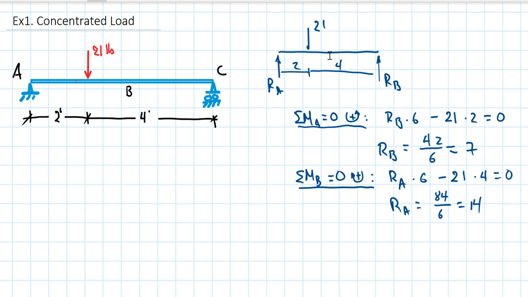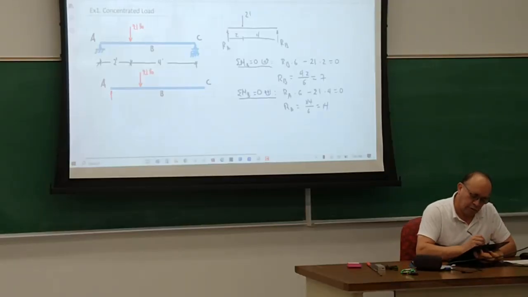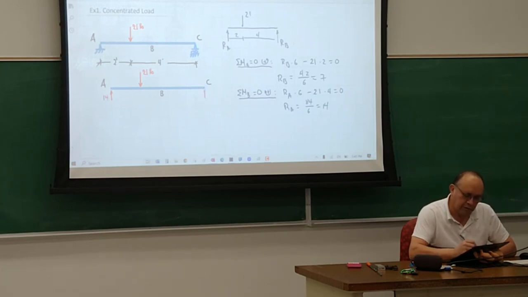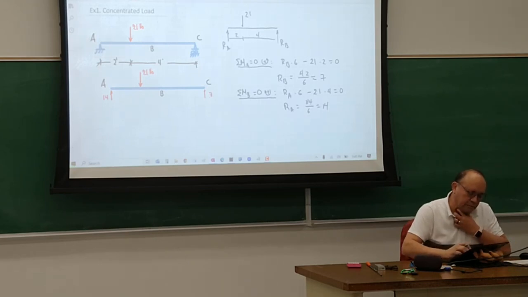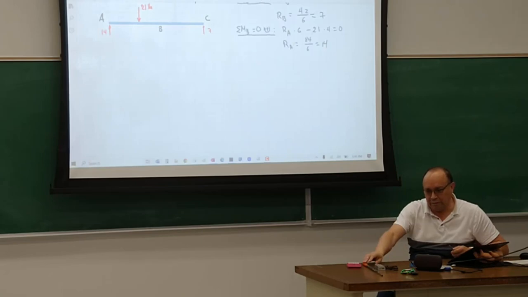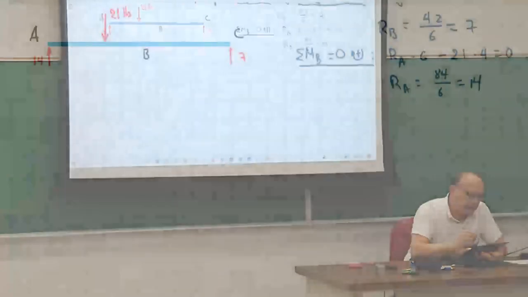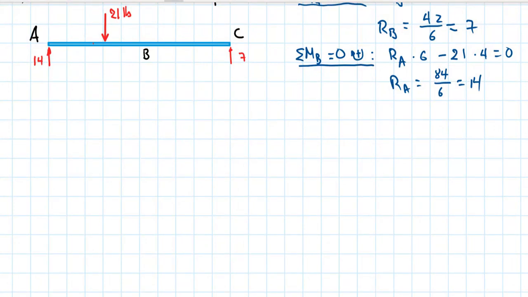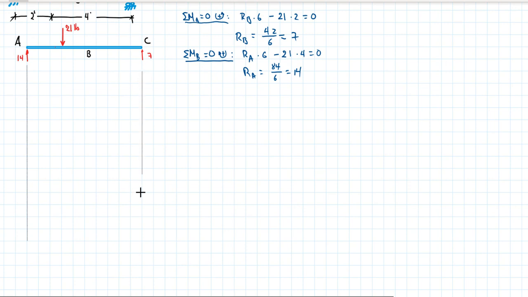So you start by, let me make a copy of this here. You replace the supports by the reactions. So you put here your reaction 14, your reaction here, 7. Okay. And then you draw these lines. Wherever you have a discontinuity on the beam or something important happens on the beam, you draw a vertical line. So the vertical lines will be here, like auxiliary lines, very, very soft. So a very soft line over here. And there is a discontinuity here at the 21 load.